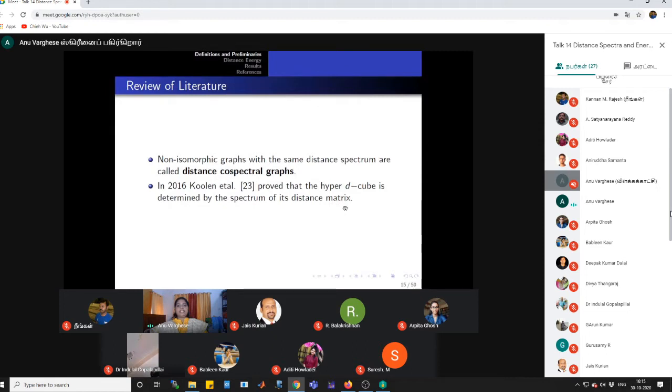A graph being determined by its spectrum means that there exists no non-isomorphic graph with the same spectrum as that of G. Then we can say that G is determined by its spectrum. The hypercube is determined by the spectrum of its distance matrix. This was proved by Koolen in 2016.